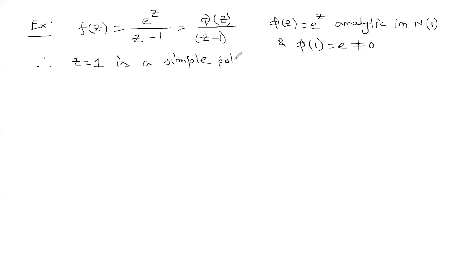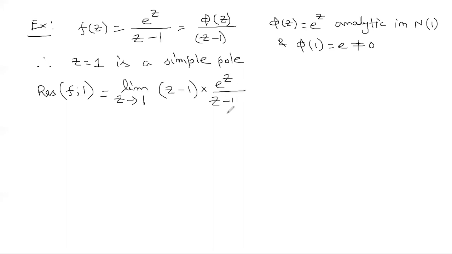So whenever we have a simple pole, we can calculate the residue using technique 2. So the residue of f at the point 1 is given by the limit z tends to z0. Here z0 is 1. (z - z0), that is (z - 1), into f(z). So here f(z) is e^z by (z - 1). So here (z - 1) cancels out and we are getting e. So e is the residue of the function f at the point 1.